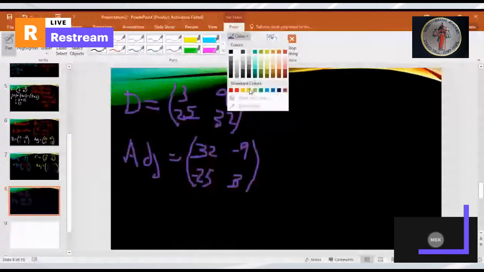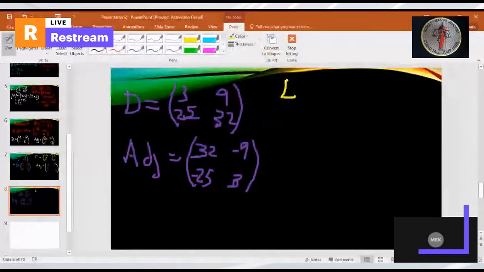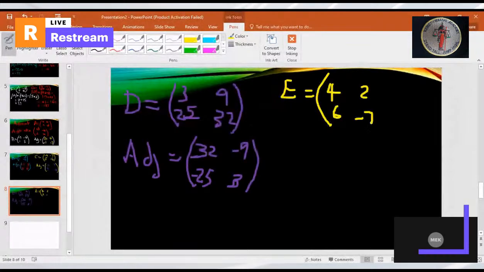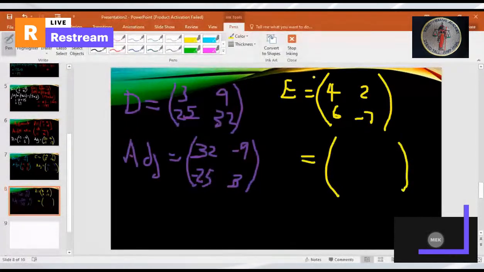And for E, so we switch around the 4 and the negative. Change the sign to -6.